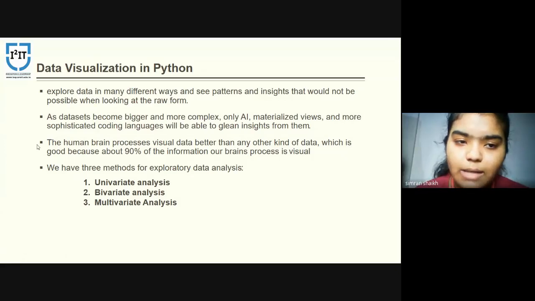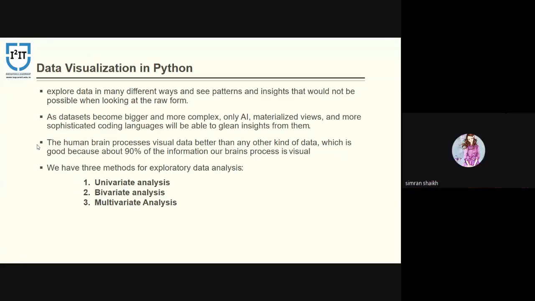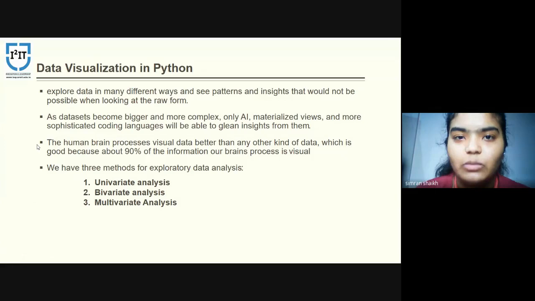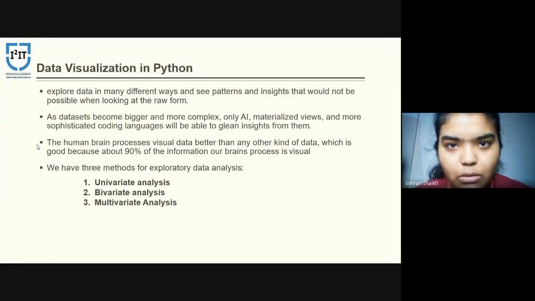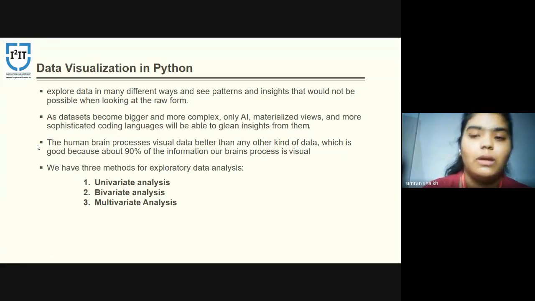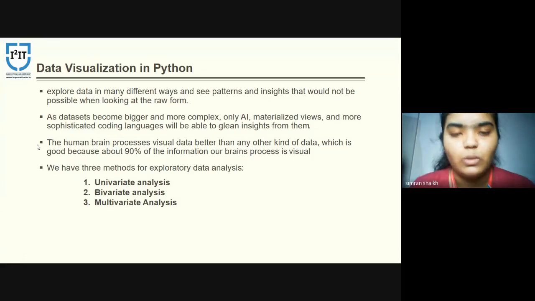Now, as you know, have you ever wondered that you are able to remember your childhood memories, but you are not able to remember what was there in your fifth standard textbook? That is because your brain processes visual data better than rows and columns, because the information our brain processes is visual.